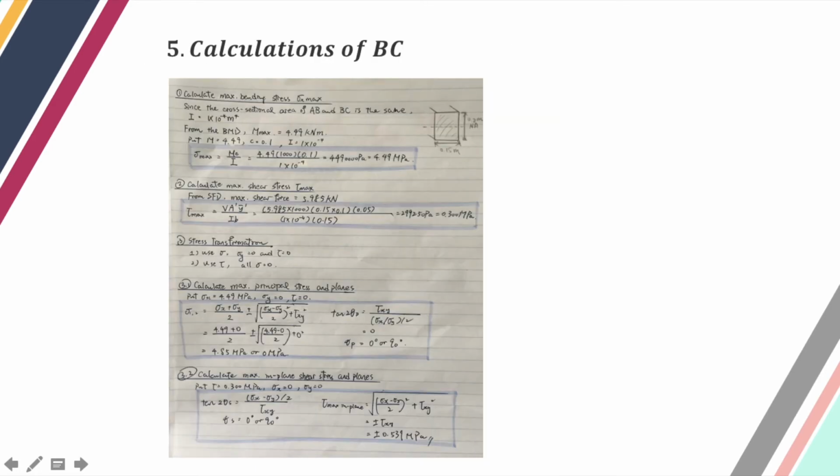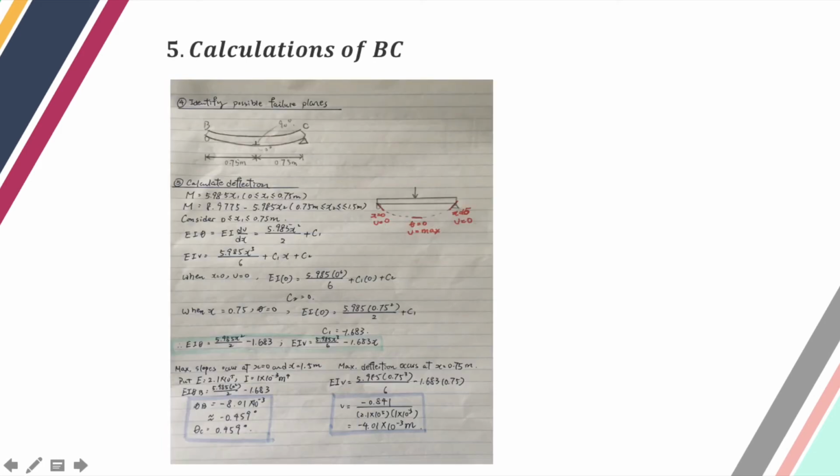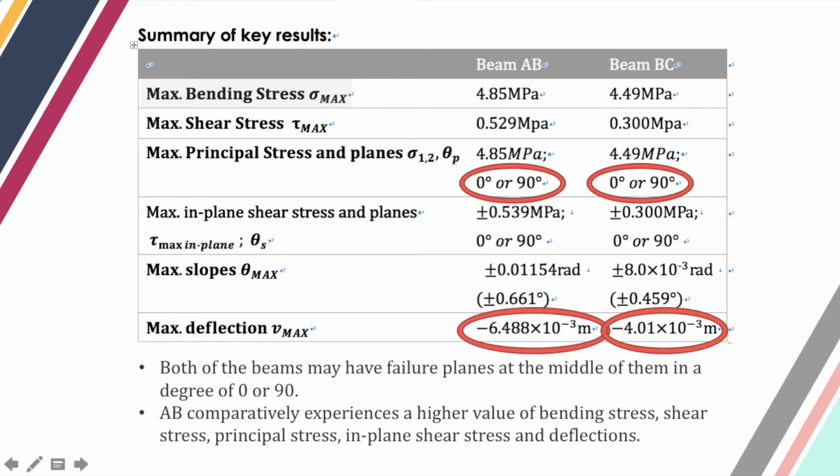And for beam BC, because we assume the cross-section area is the same, the only difference is the values substituted into the formula. And here are the detailed calculations, which are quite similar to those in AB. To sum up the results we get, the first thing is both of the beams may have failure planes at the middle of them at an angle of 0 or 90 degrees.